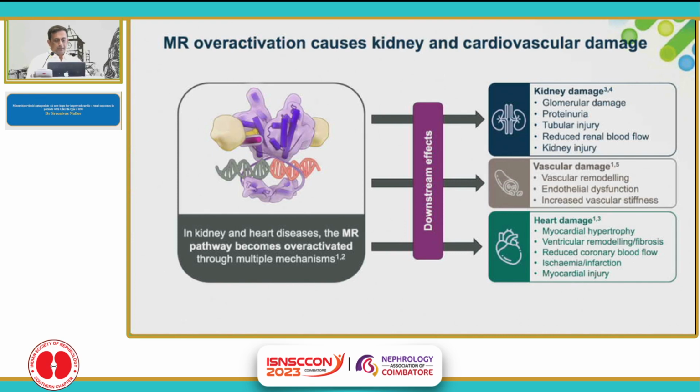In kidney and heart disease, the MR pathway becomes overactivated through multiple mechanisms which we saw, and which in turn results in downstream effects. It causes kidney damage, predominantly glomerular damage, proteinuria, tubular injury, reduced renal blood flow, kidney injury. It can cause vascular damage, causing vascular remodeling, endothelial dysfunction, and increased vascular stiffness. It can cause heart damage, causing myocardial hypertrophy, ventricular remodeling, reduced coronary blood flow, ischemia, infarction, and myocardial injury.